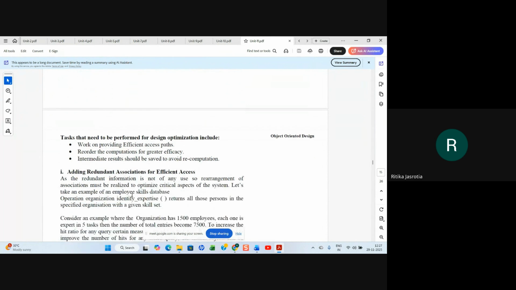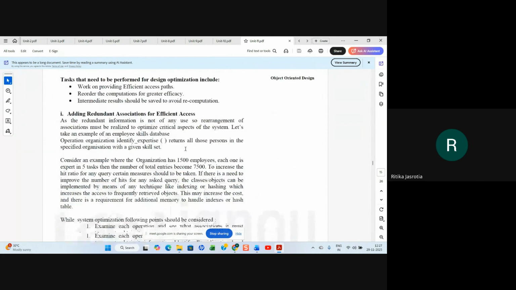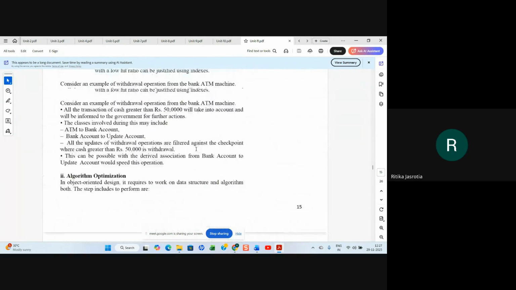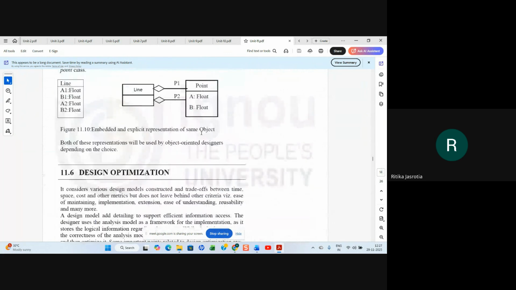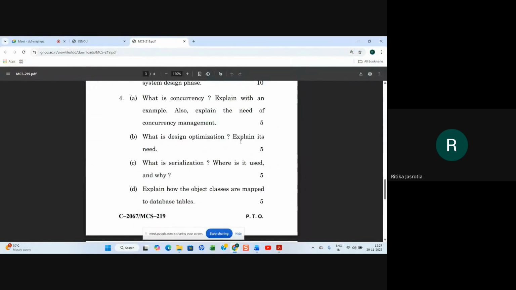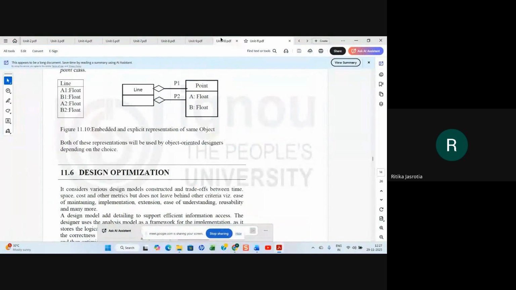So it is explaining these things, like adding redundant associations for efficient access, algorithm optimization and all that. So you just have to explain what design optimization is, and explain its need. What is serialization, where it is used, and why. We have seen serialization also, I don't remember.